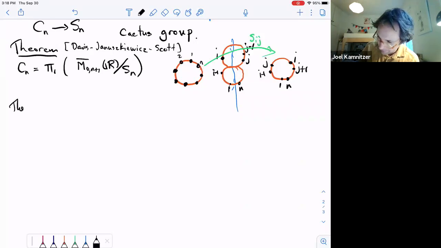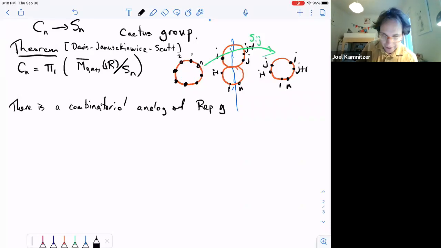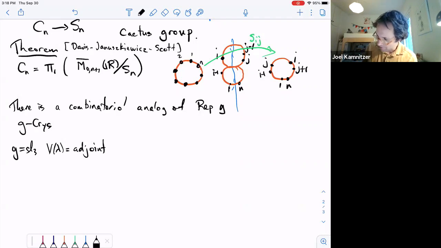So there's a combinatorial analog of the category of representations of G, and it's the category of G crystals. So what's a crystal? I won't give a definition, I'll just show an example. Imagine that we're considering G to be SL3, and we're considering V_lambda to be the adjoint representation. So it's SL3 acting on itself. It's an 8-dimensional representation.